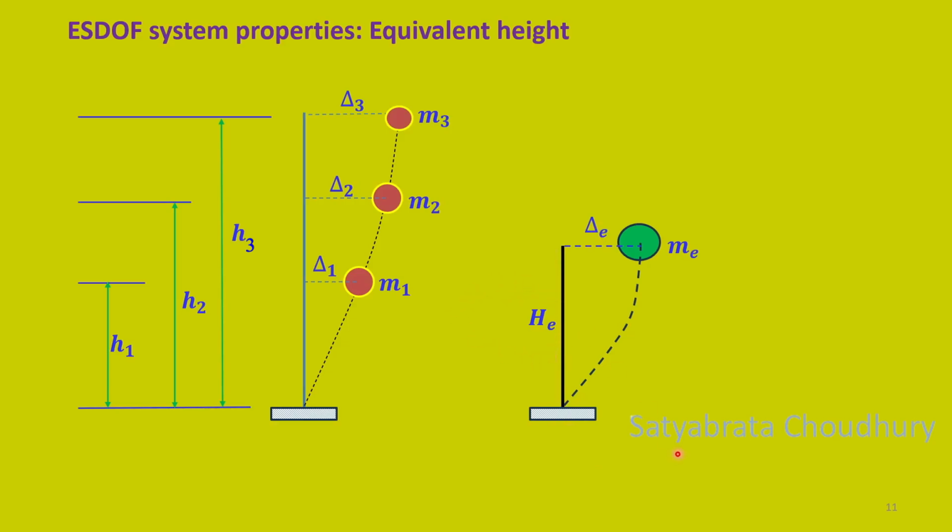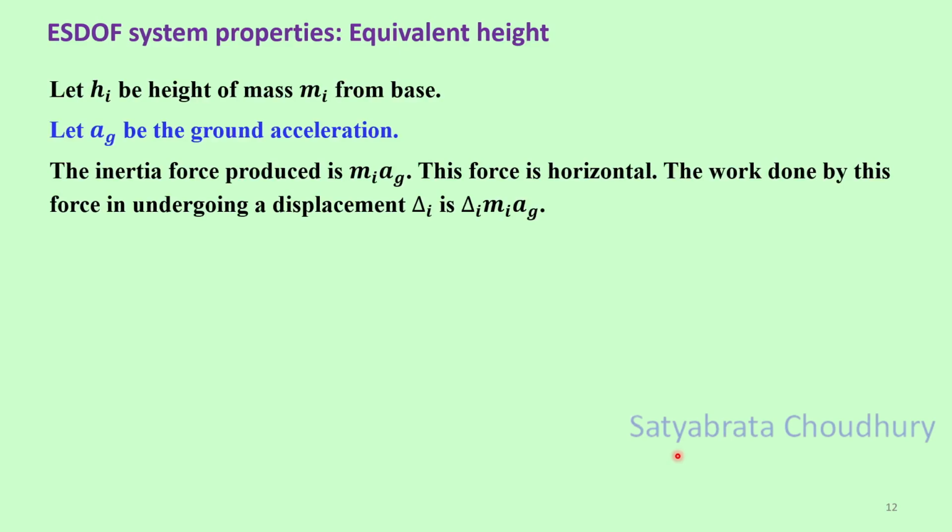Now look at this expression. Hi is the height of mass mi from the base, mi is the generalized mass. Let Ag be the ground acceleration. So ground acceleration will be producing inertia force in the mass, which will be equal to mi Ag. Considering that the same ground acceleration is reaching the mass, for the time being, this simplicity is considered. This force is a horizontal force because the ground acceleration we are considering in design of structures is always invariably the horizontal acceleration. Vertical accelerations are not critical.